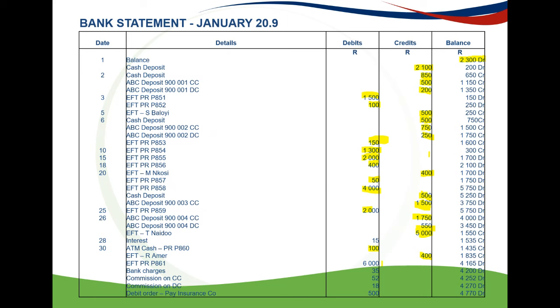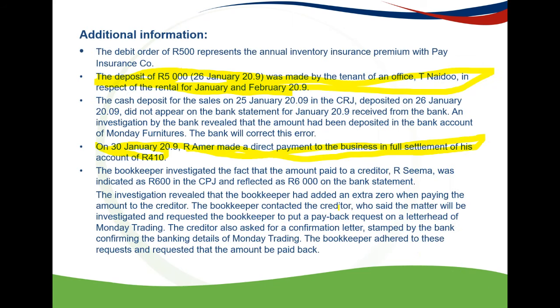Except for the correction that we must do. But that's later when we work on the bank reconciliation statement, because that's something that the bank must correct, because the amount went into another customer's bank account. So they still need to do that correction on their side. So that's something that will reflect on the bank reconciliation statement, like we said here.